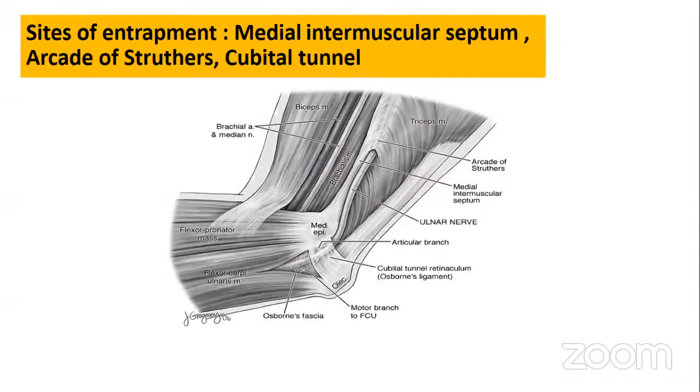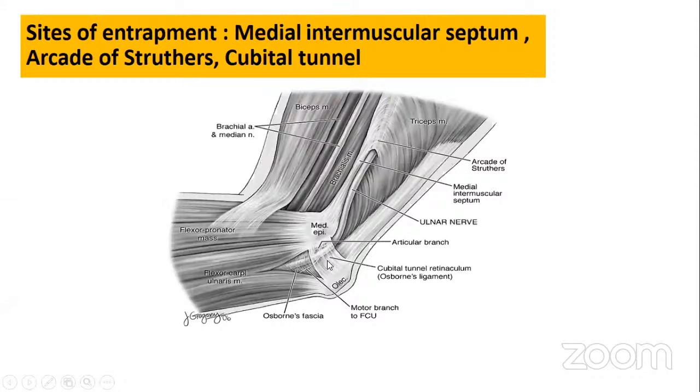Now I come to the cubital tunnel. The sites of entrapment here: basically here is the medial intermuscular septum. The arcade of Struthers is basically from the medial edge of the triceps here. There are fibrous connections to the intermuscular septum, and they can become quite thick here. And the nerve is basically coming out here. So that can be a hindrance there.